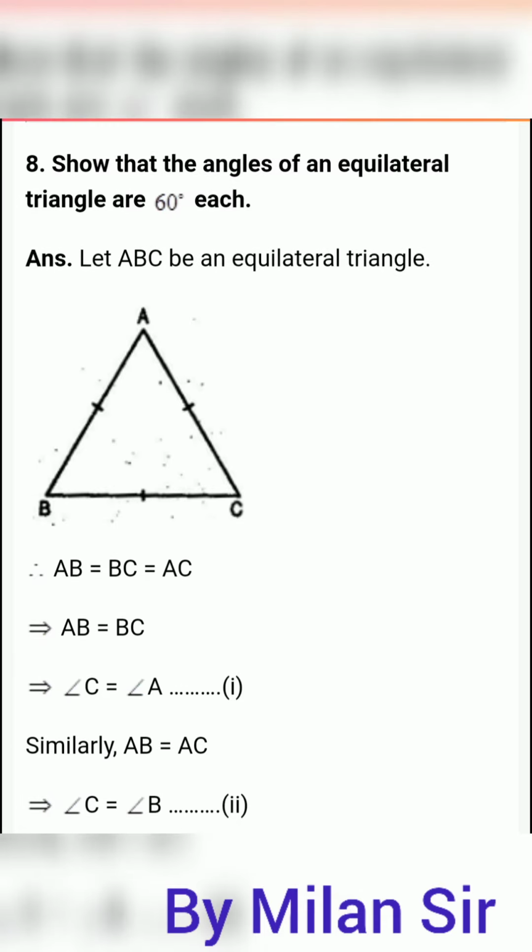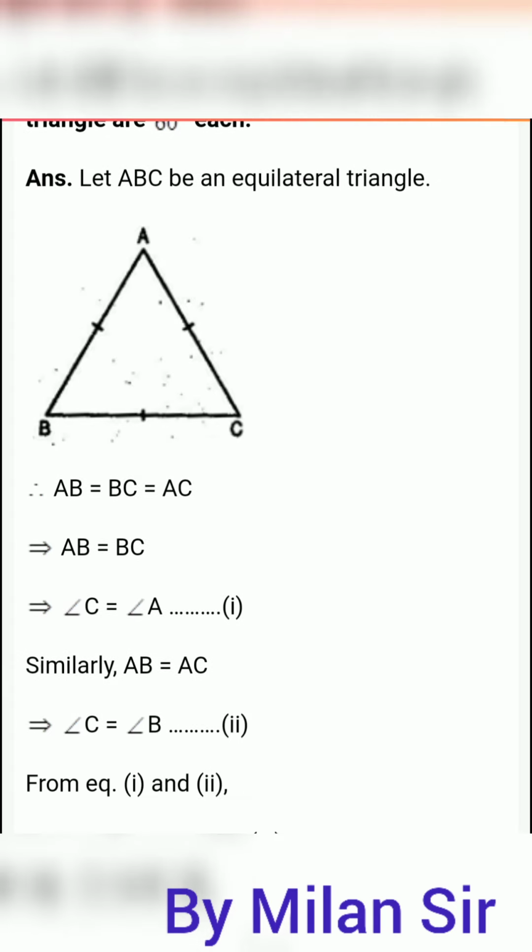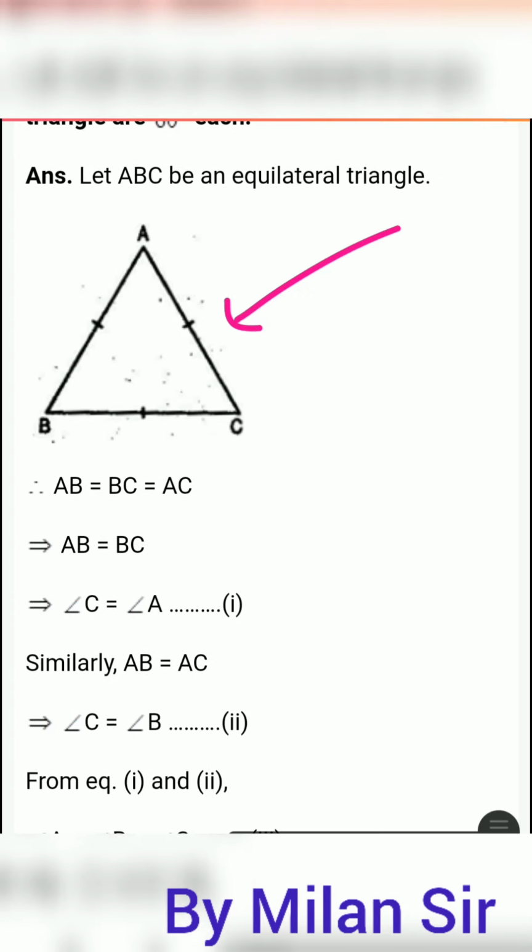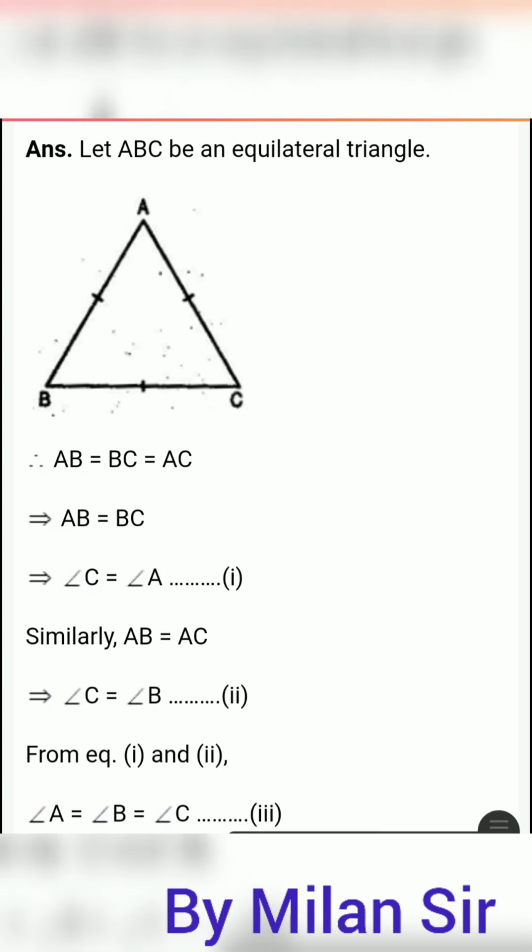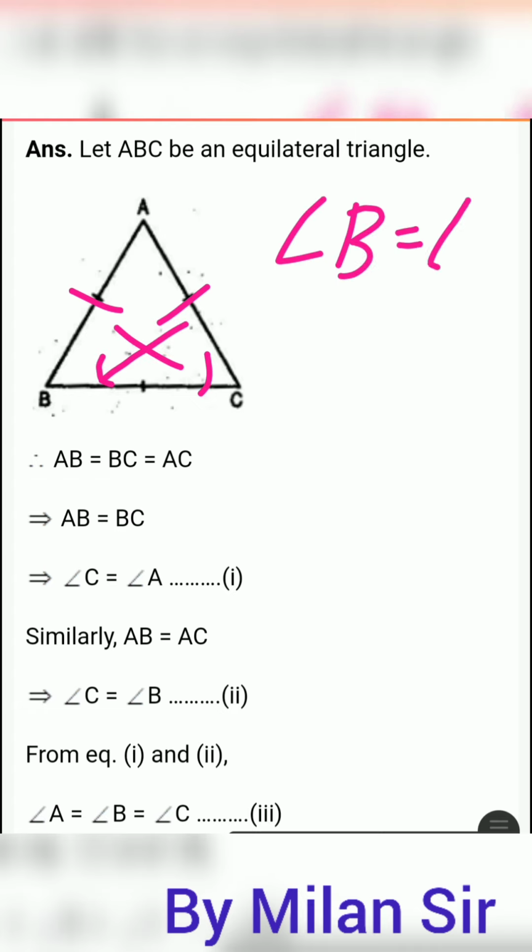Then question number 8. Show that the angles of an equilateral triangle are 60 degrees each. That means each angle is 60 degrees, which we need to prove here. So here triangle ABC is an equilateral triangle. In an equilateral triangle, all the sides are the same. Now from here, AB is equal to AC, which means opposite angles are the same. So angle B and C are both the same, right?